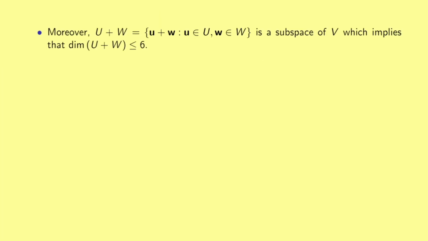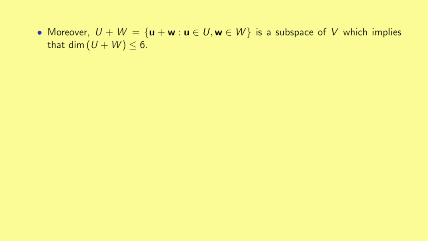Now recall that when we have two subspaces of a vector space, we can construct their addition, U plus W. In this case, we have the subspaces U and W. We can construct the vector subspace U plus W, which is defined as the set of all vectors in V of the form u plus w, where u is in U and w is in W. This is a subspace of V, and since V has dimension 6, the dimension of U plus W is less or equal than 6. And we will see that this is very useful.